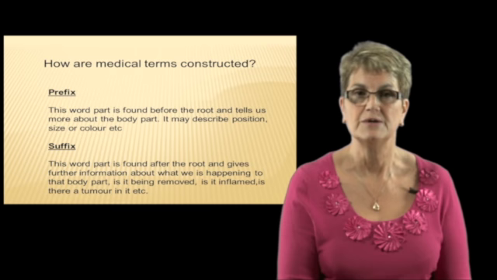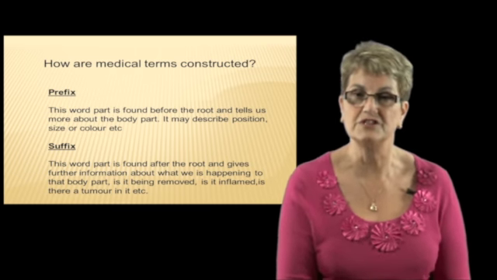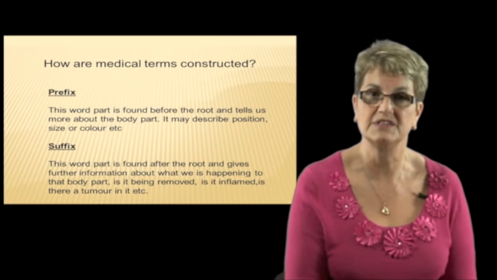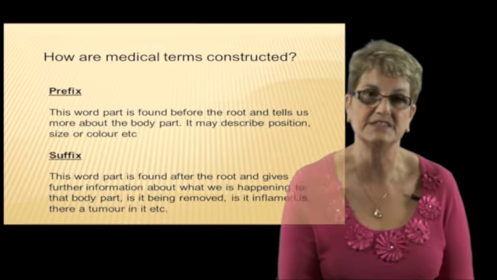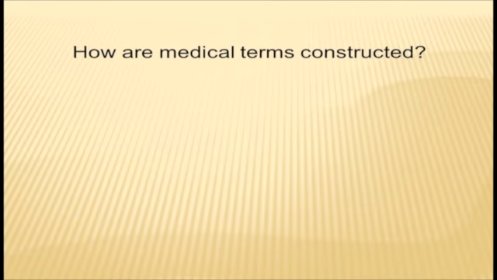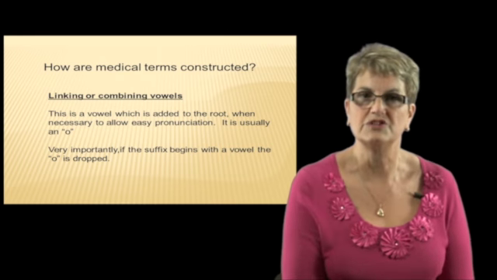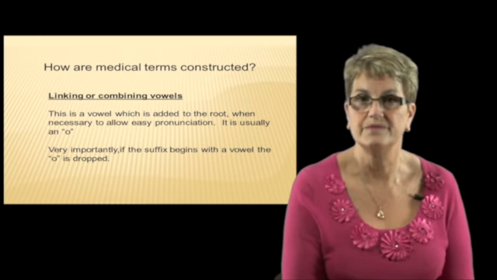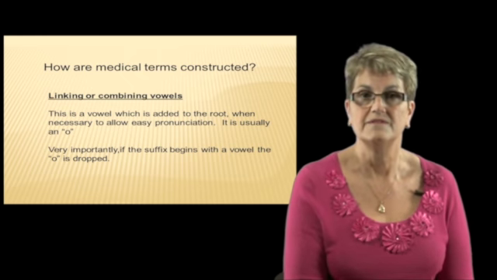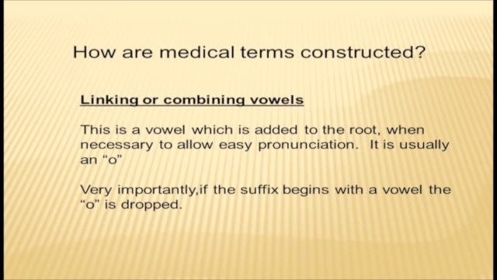The suffix. This word part is found after the root and gives further information about what is happening to the body part. Is it being removed? Is it inflamed? Is there a tumour in it? Etc. The 4th part is the linking or combining vowel. This is a vowel which is added to the root when necessary to allow easy pronunciation. It's usually an O. Very importantly, if the suffix begins with a vowel, the O is dropped.